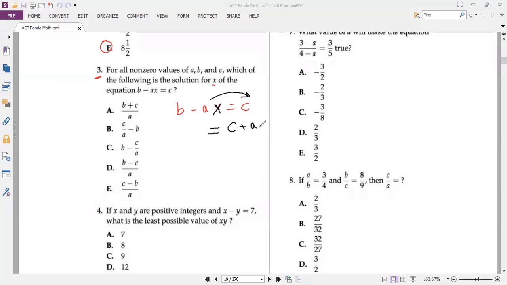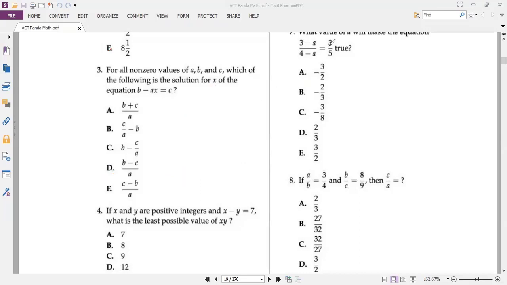So X plus AX, also minus C for both sides. So the left side should be B minus C, the right side is AX. So now divided by A, it's clear now we have the answer B minus C over A, answer D. Number 3 is D. I hope it's clear.